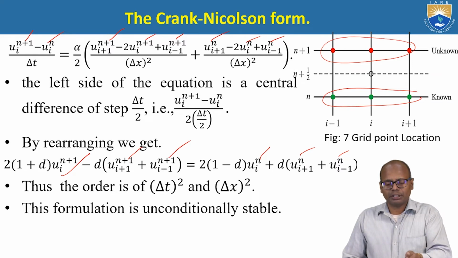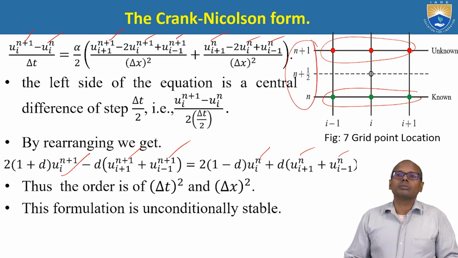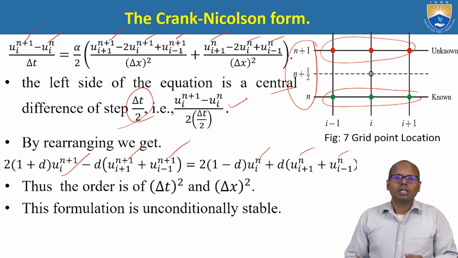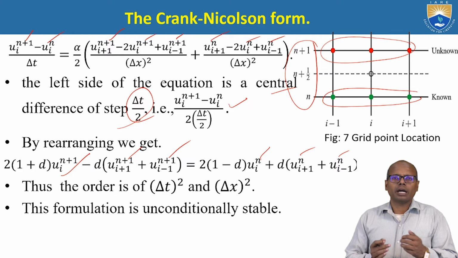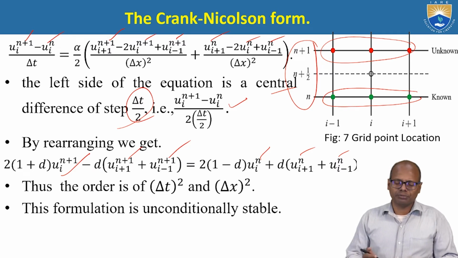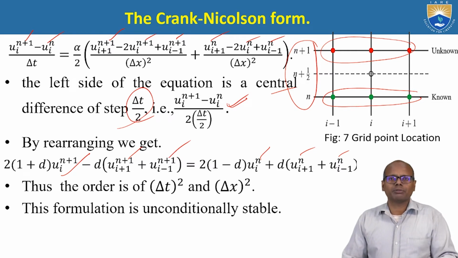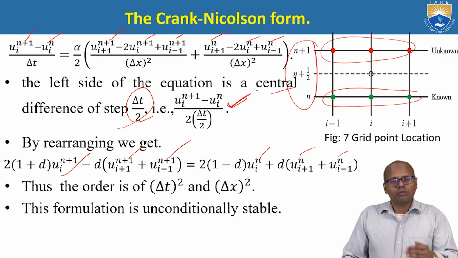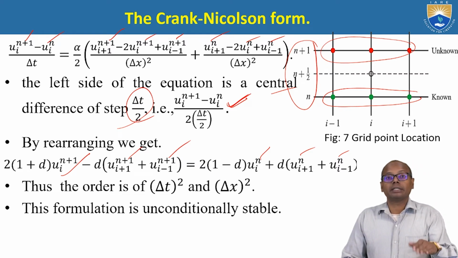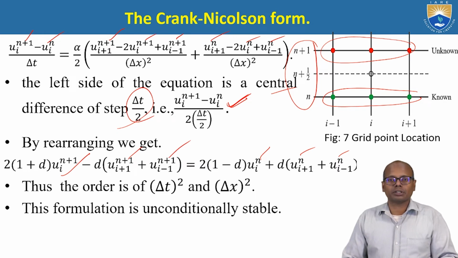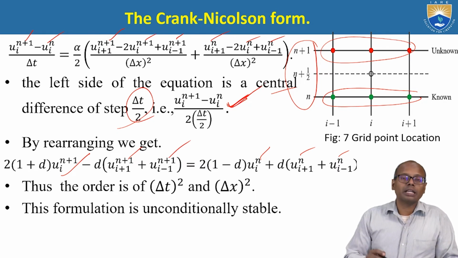And the time difference can be approximated as a central difference with the time step delta t by 2. If I take the time step as delta t by 2, I can say it is a central difference scheme. Actually, it is a forward difference scheme, a backward difference scheme, but we can consider it as a central difference of delta t by 2 time step. With delta t time step, it is a backward difference, but if it is delta t by 2, it is a central difference.